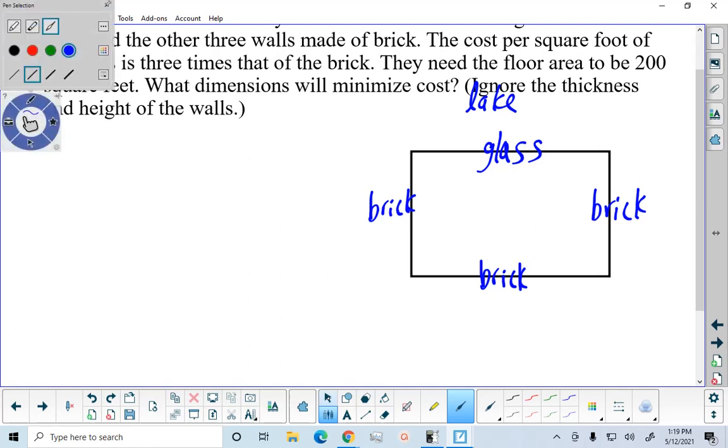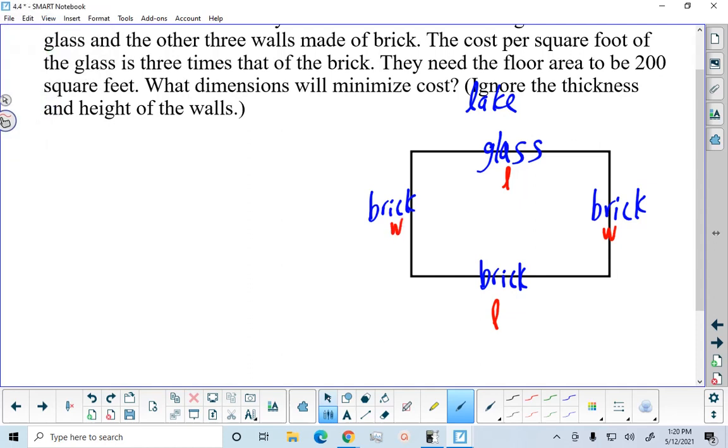If I were to call the length of the wall facing the lake L, that would mean the length of this brick wall is L, and I would need to call the length of this brick wall W and the length of this brick wall W. And very similar to the can question, we would start by saying that it's the perimeter of this building that represents the cost, because if all of the walls are longer, it's going to cost more.